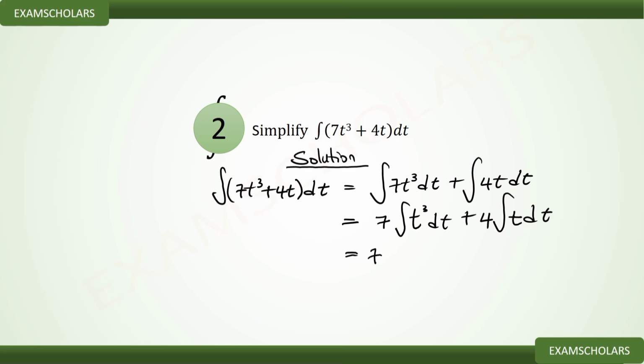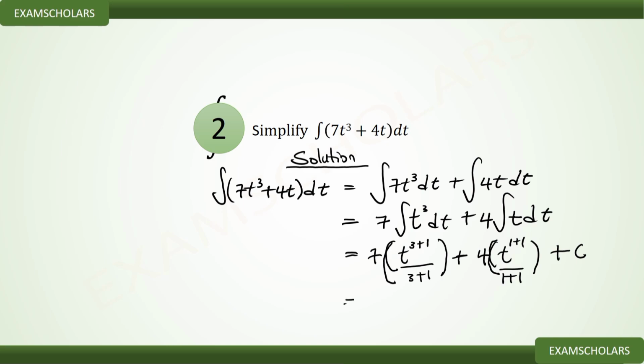Yeah, let's solve it. So you have 7 open bracket. When you integrate t cubed with respect to t, you're going to have t raised to power 3 plus 1 over 3 plus 1. You're done with this. Let's close it. Plus 4 open bracket t raised to power 1 plus 1 over 1 plus 1. You're asking me, where did I see my 1? It's very simple. t is still t raised to power 1. Now you add plus constant.